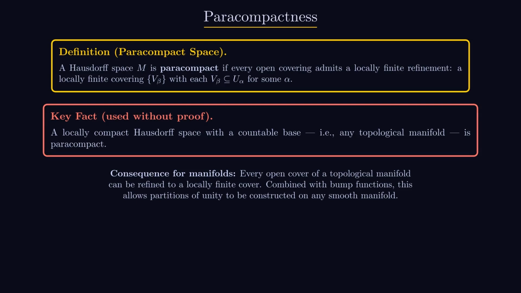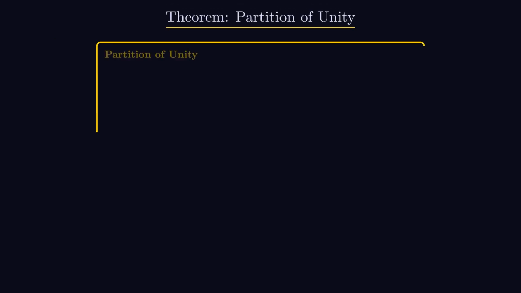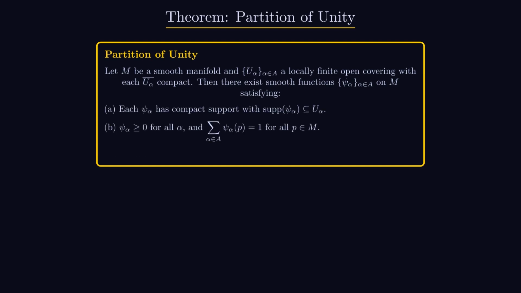Combined with bump functions, this is precisely what allows us to construct partitions of unity on any smooth manifold. Equipped with these tools, bump functions for local control and paracompactness for global structure, we can finally state our main goal. Here is the partition of unity theorem.